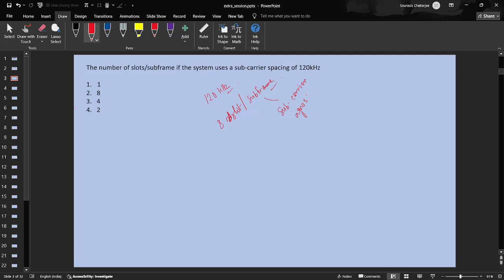So we can say that subframe duration is subcarrier agnostic. It doesn't really care whether we are having 15 kilohertz or 120 kilohertz. Subframe duration is always going to be 1 millisecond. It's the slot duration that is going to be dependent on my subcarrier spacing. Fine.